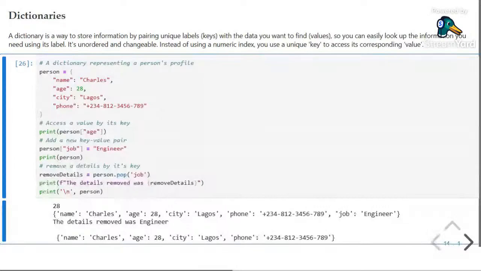So if you want to remove a detail, you write person.pop, you call out the variable, and the dot pop function helps here to pop out the key value, which is the job. And when we try to print it again, the detail removed was engineer. It wrote it here immediately. And then we print out the dictionary again, and we see that the key value for job is no longer here. So that's what pop does.